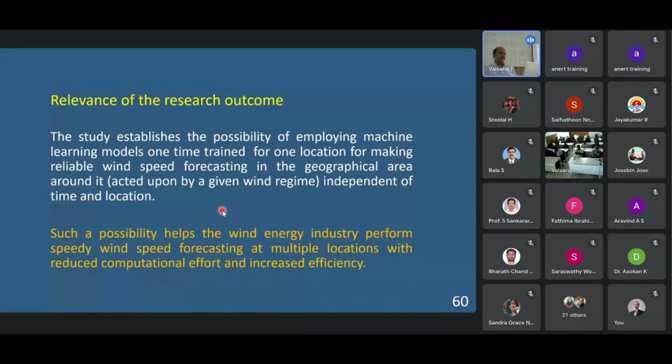Now the relevance of this research outcome is that for forecasting, every time you have to train the model adjacent to the testing and then do the prediction process. So it's time consuming and computationally intensive. Here you can train the model at one location, and take that to other locations for prediction. So computational efficiency and productivity increase. You can in fact use a hardware component, put the trained model in it and use it at other locations.